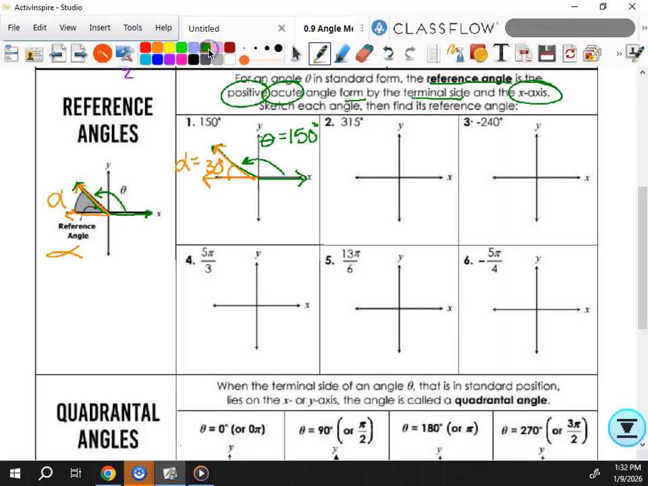All right, 315. So we're starting here. 315 would be in which quadrant? 4. And so it's going to rotate all around. How much farther would I have to go to get to 360? 45, which tells me I can draw this right in the middle there. So that right there is theta, and that's 315 degrees.